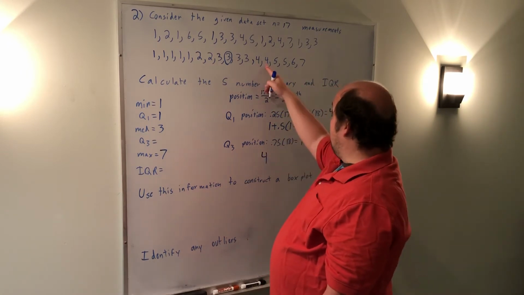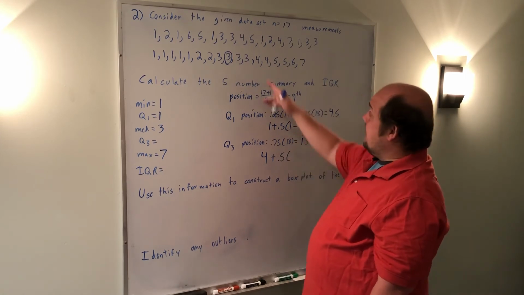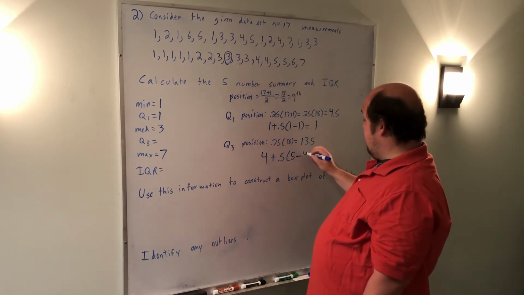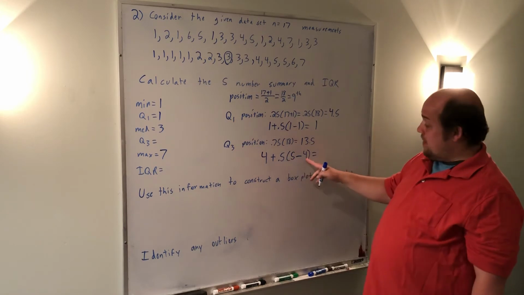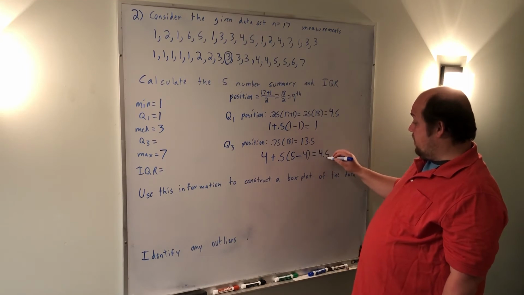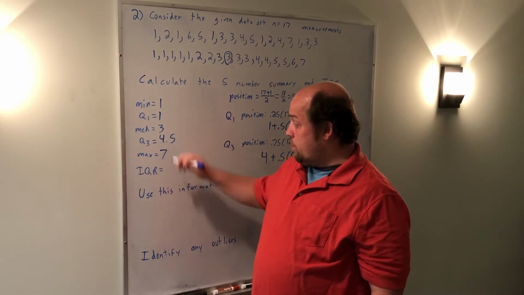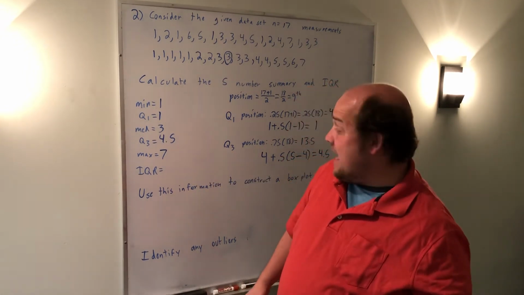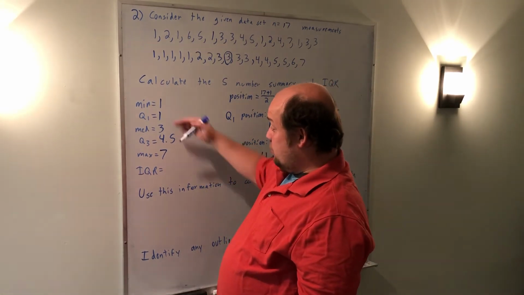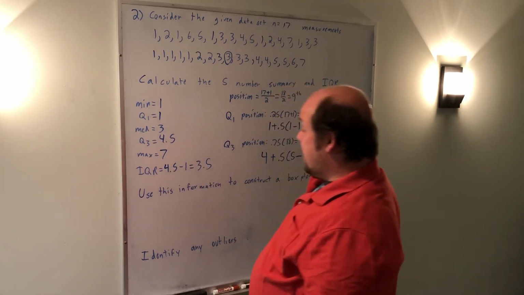I start at that 4 that is my 13th number. I add to it 0.5 times the next number in sequence, 5, minus the number where I am, 4. 5 minus 4 is 1, so this becomes 4 plus 0.5, or 4.5. We're going to put in for Q3, 4.5. Now that I have my 5 number summary, I can calculate my IQR as Q3 minus Q1. So 4.5 minus 1. That's how I get 3.5 as my IQR.